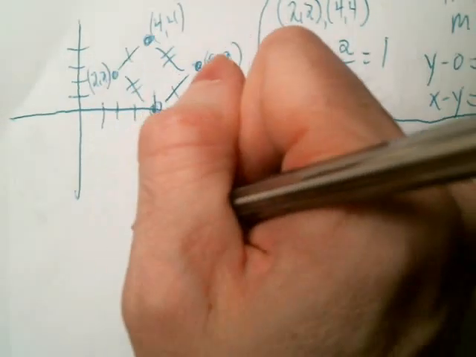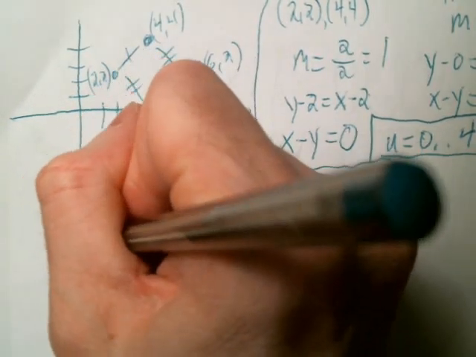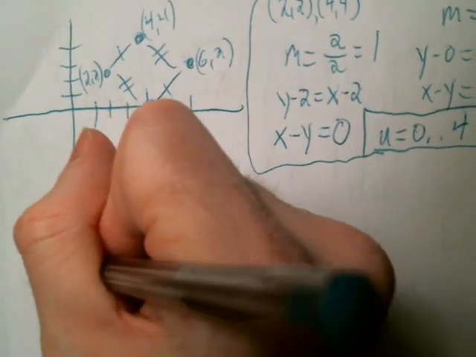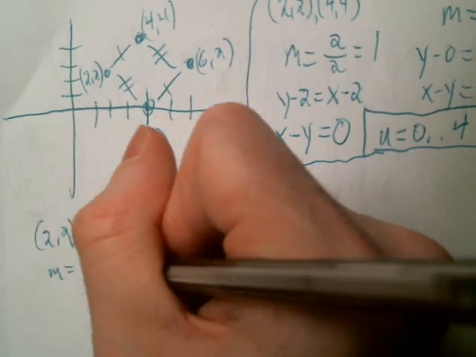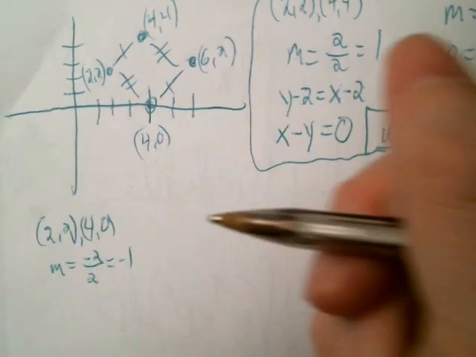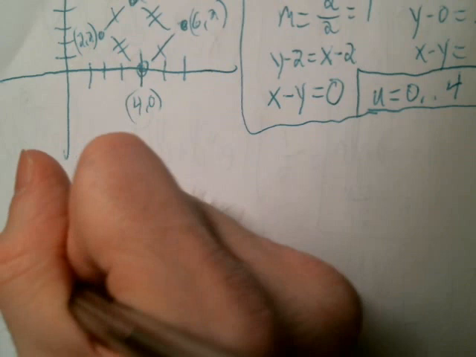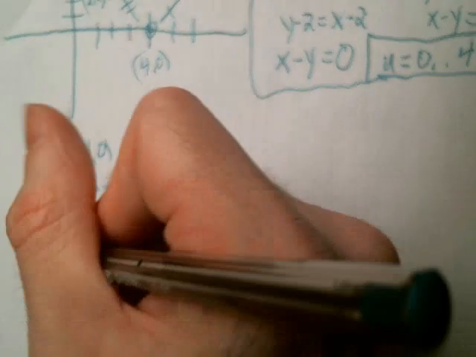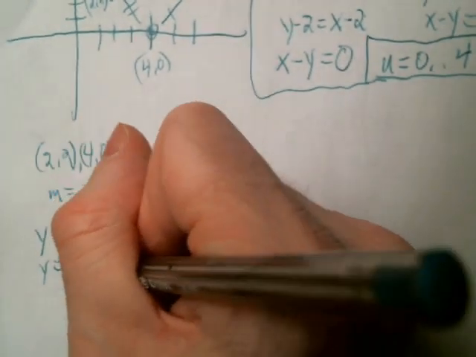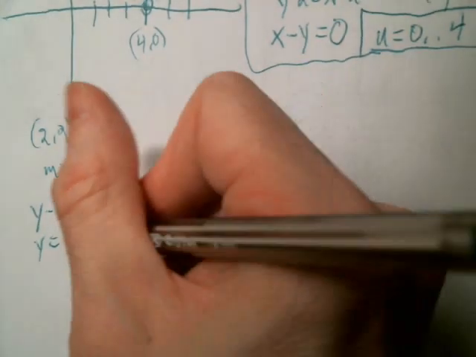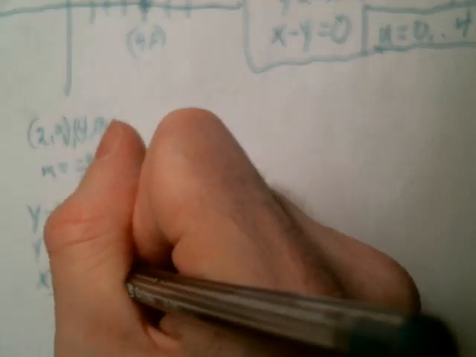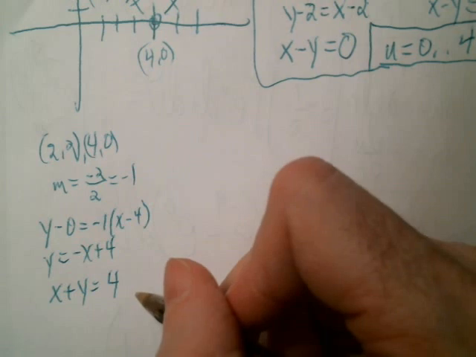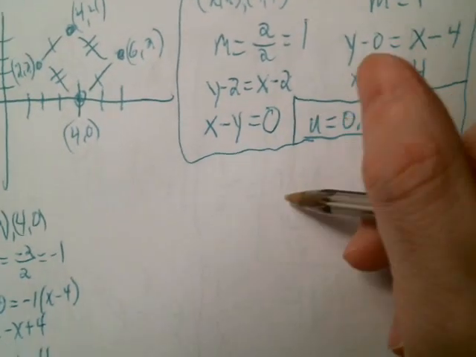Okay, so I'm going from 2, 2 to 4, 0. And its slope, 0 minus 2 is negative 2, 4 minus 2 is 2, so it's negative 1. And then it's y minus 0 equals negative 1 times x minus 4. So I get y equals negative x plus 4. And then I'm going to move the x over and I get x plus y equals 4. Okay? So I'm going to let v be the x plus y in this case. So I'm going to note that as well.